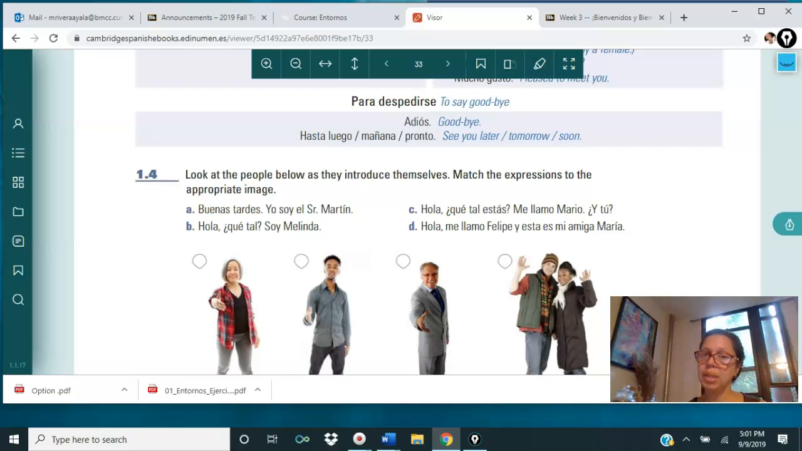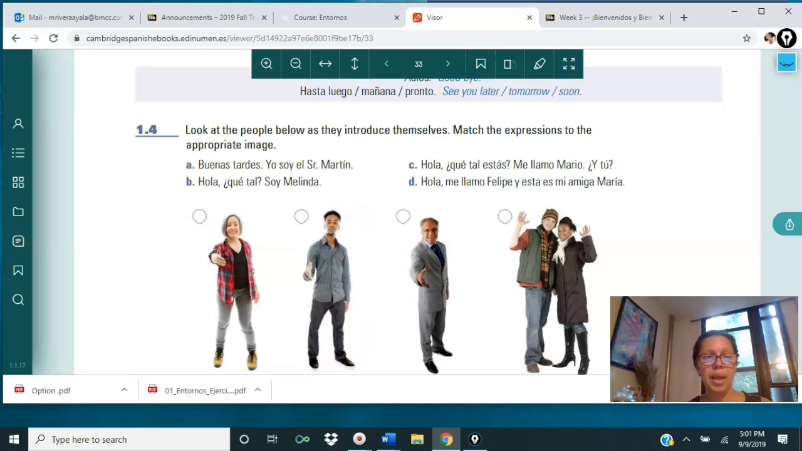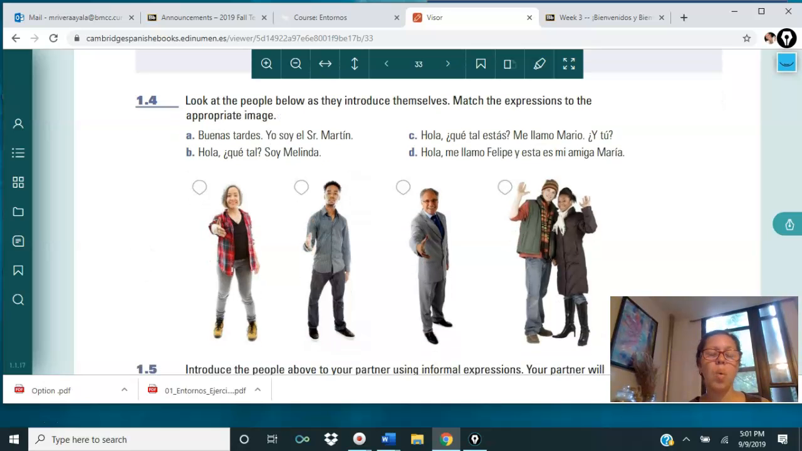So study the whole phrases, memorize these in chunks instead of trying to get the idea of one word within the sentence, okay? No, memorize the whole thing, okay? For example, hola, ¿qué tal? What is the meaning? Hi, what's up? Hi, how is everything? Okay? Bien. And then exercise 1.4.